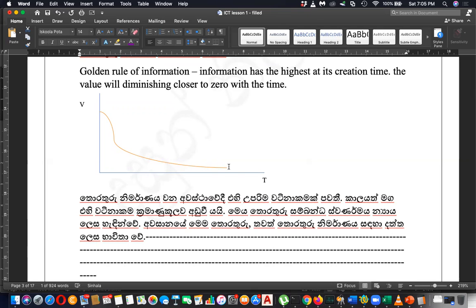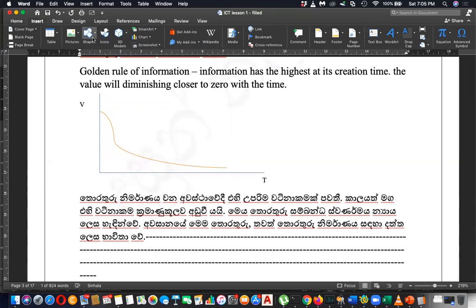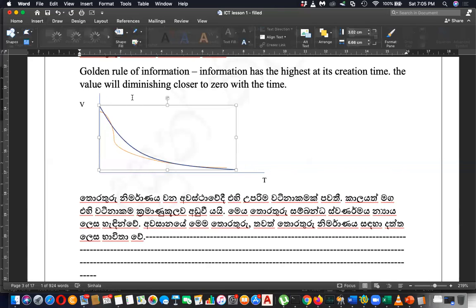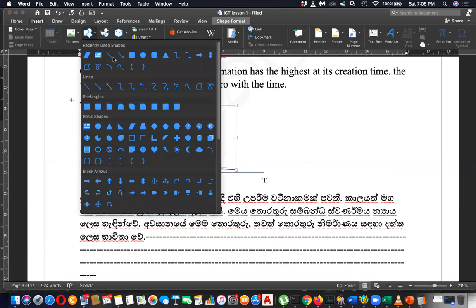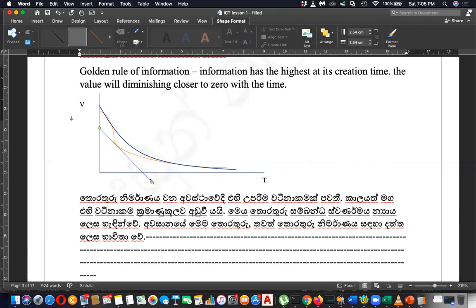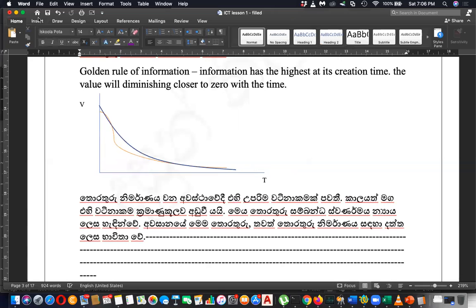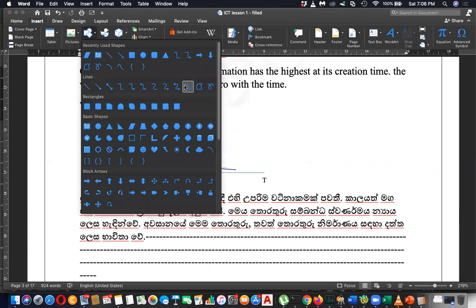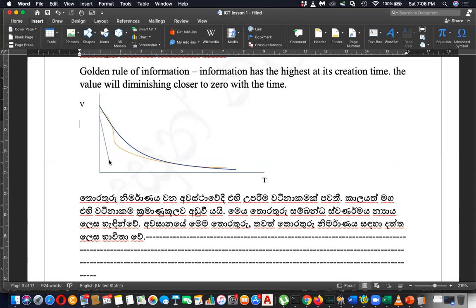This diminishing can vary. So this has the highest value here, and with time it's diminishing like this. Okay, that is also valid. And there can be another one. It has the highest value somewhere around here, and it is diminishing like this. Quickly diminishing can be like that.